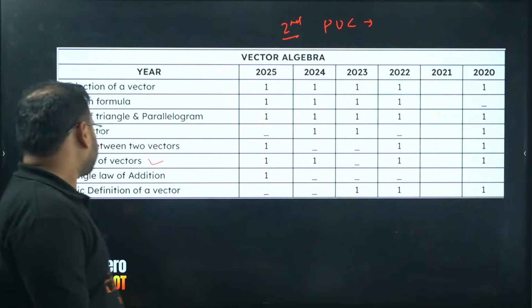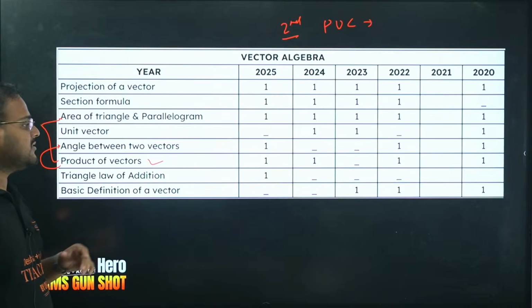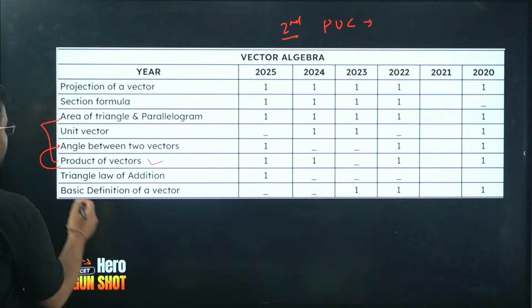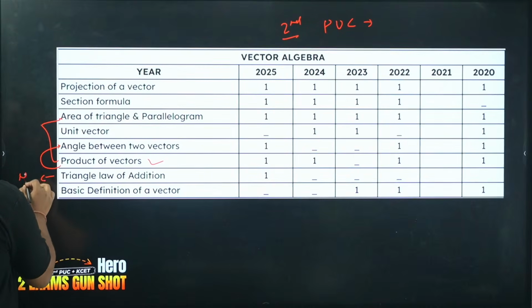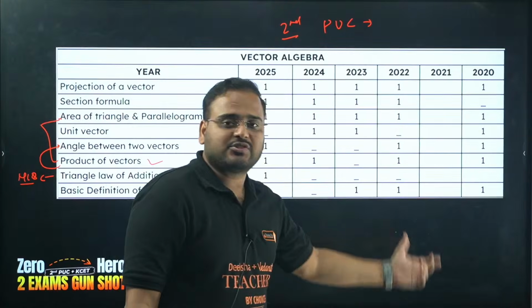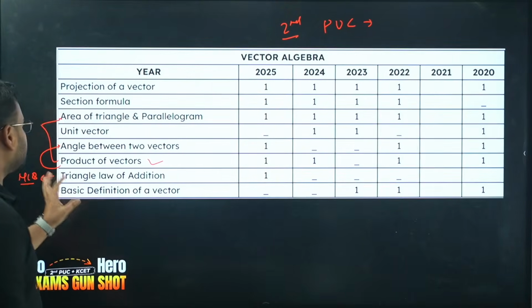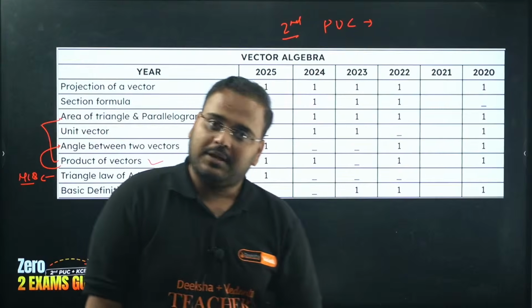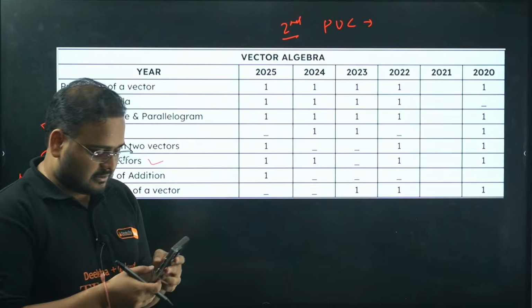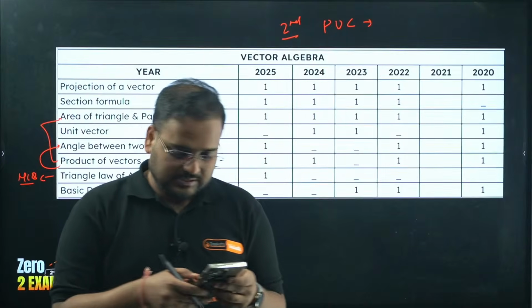Triangle law of addition, of course, they keep asking, but less frequency. You can see here they can ask this as a MCQ. I have taken few questions on that. And basic definition of a vector, less chances, but the question can be asked on that as well. So basic definitions are also important, but it is very simple to understand and know. So anybody has any clarity that they need about this, just ask me or let me know.